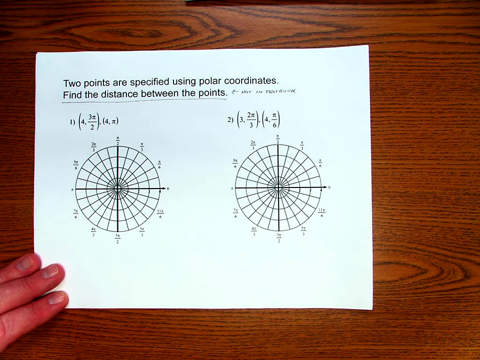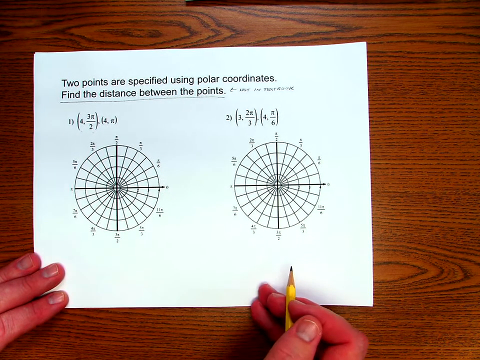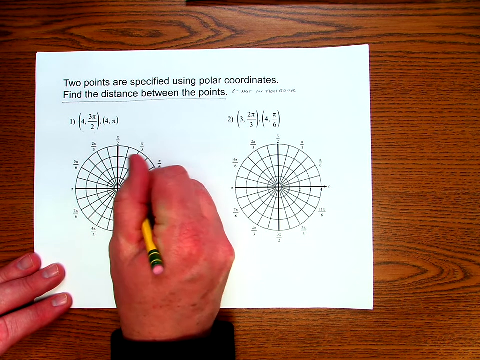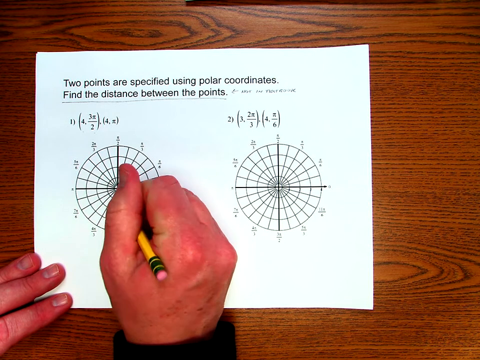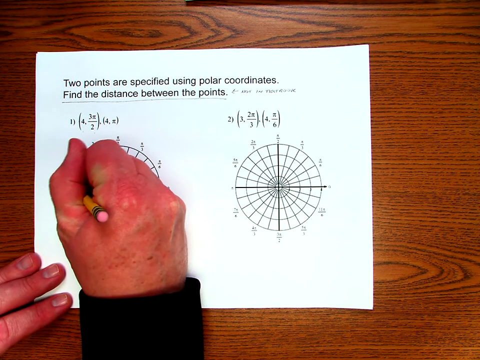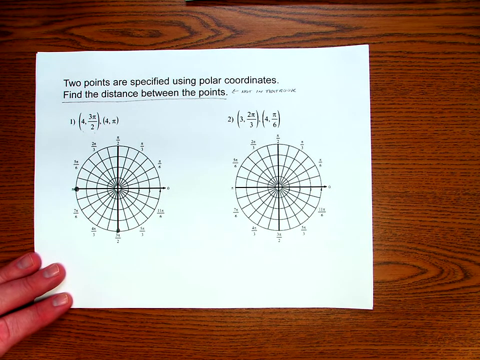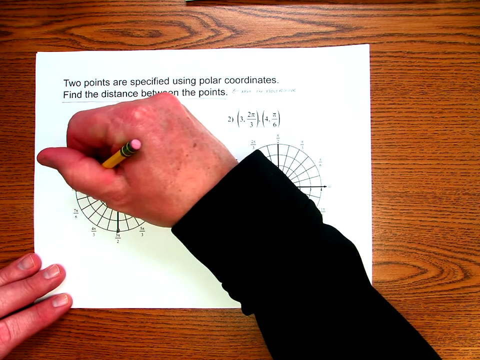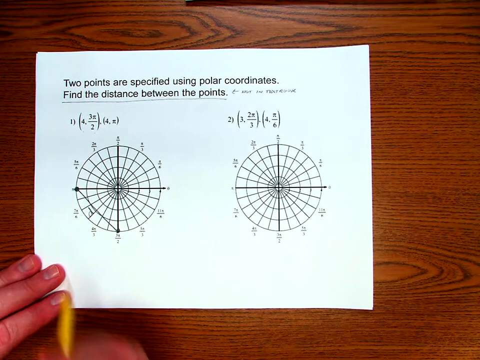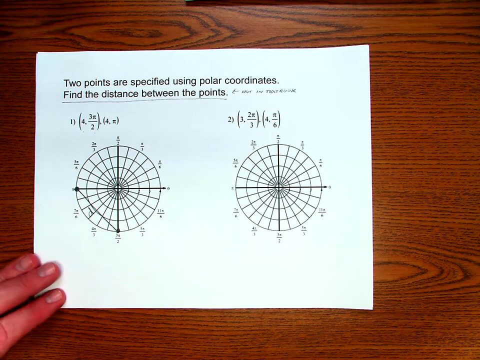All right, so let's locate these. 4, 3 pi over 2 is going to be down here. That's a 3 pi over 2 revolution coming this way, 4 units from the pole. Okay, 4 pi is right there. And what they're asking us to do is to find that distance. How far is it from there to there?